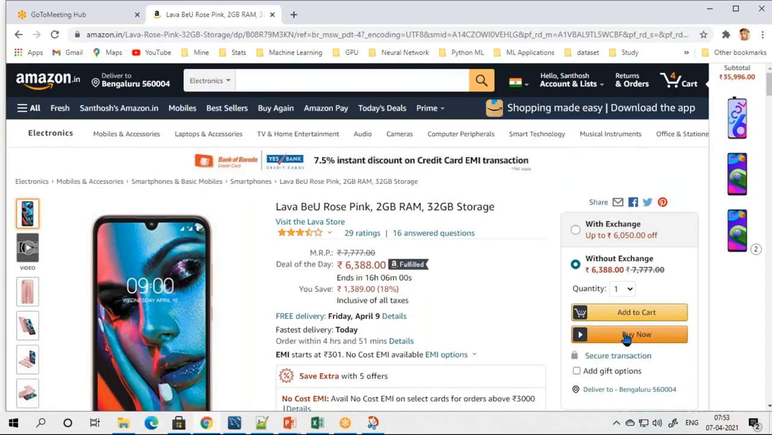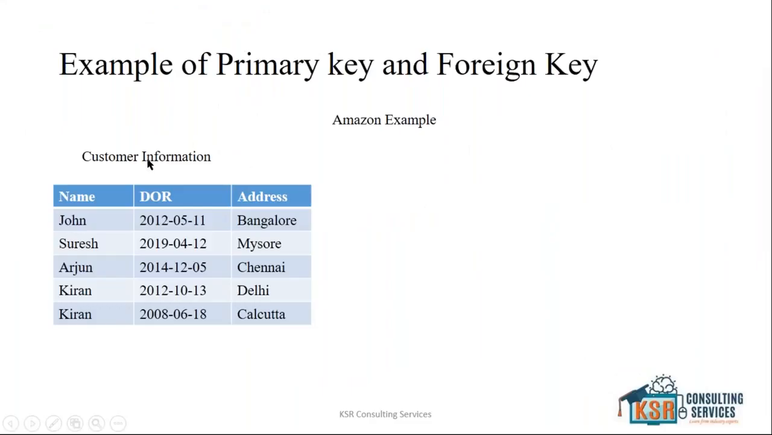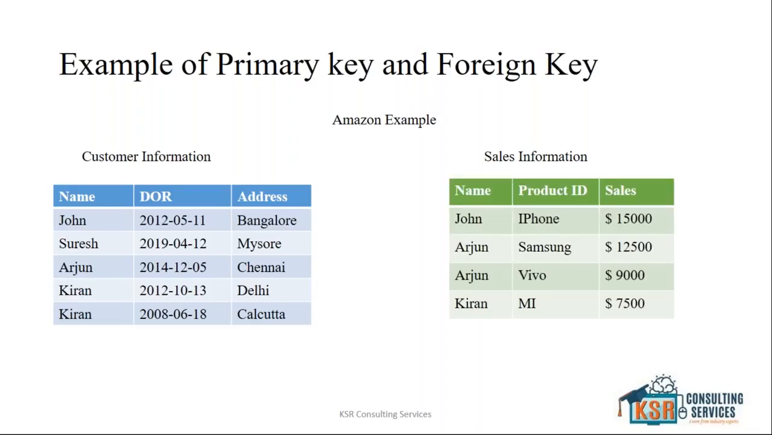The moment I buy, it will redirect to my buying page. I have to give all the card details. It will buy it. Once I buy it, there will be an order placed on it. Okay, the same thing. Now if you see, this was the customer information, but how much sale you have made or how much you have purchased, I will be able to tell in this information.